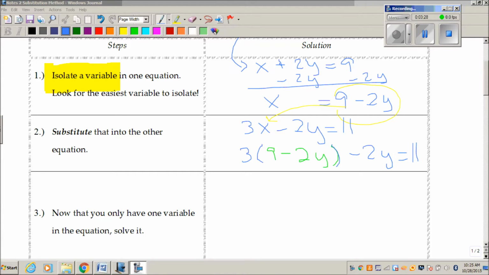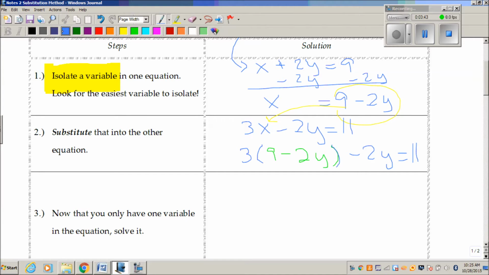Now I see that I have one equation and only one variable. There is only y in this equation. So this I can solve easily, just like you've done before. I'm going to distribute my 3 to both terms. Once I distribute my 3, I have 27 minus 6y minus 2y equals 11. I'm going to combine like terms, so I get 27 minus 8y equals 11.